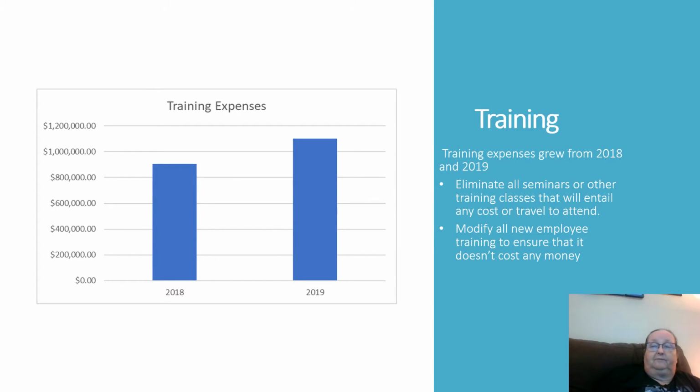However, with trying to cut money, we do need to eliminate all seminars and other training classes that will entail any cost or travel to attend. We also need to modify all new employee training to ensure that it does not cost any money and that we're not using any outside help that would bill us for that training.